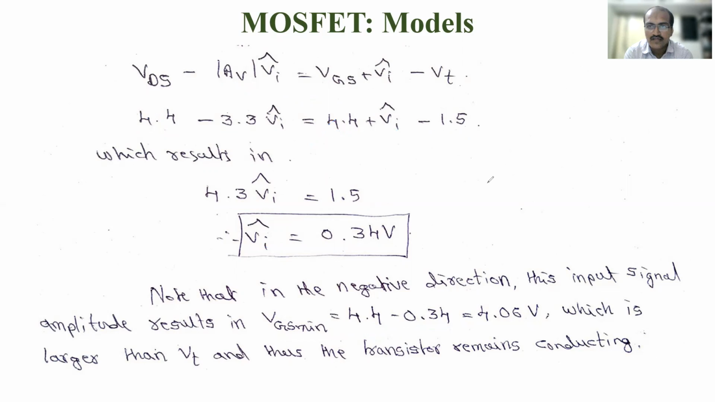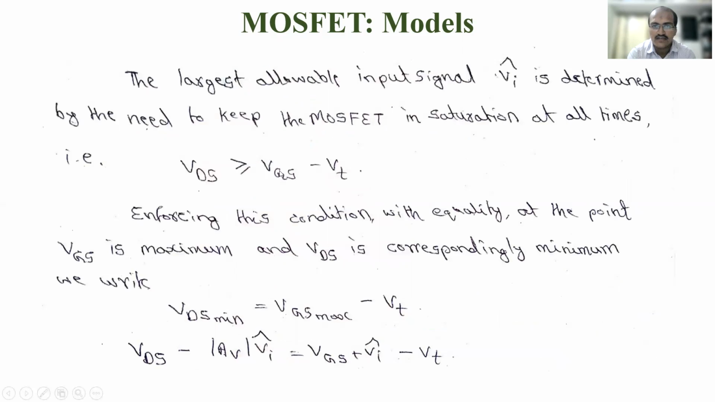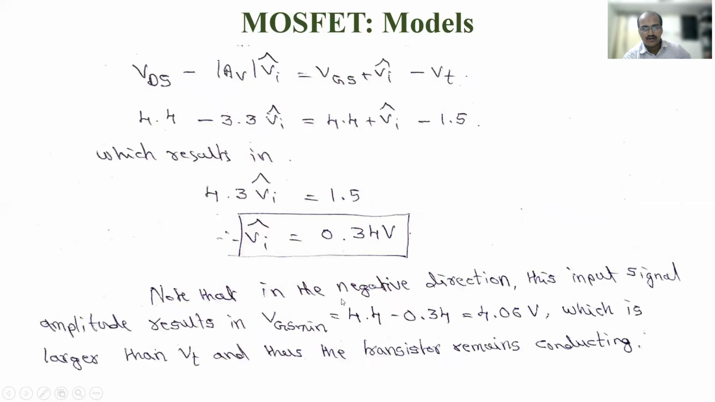Okay. So from there only we started the discussion, right? So this one, VGS minus VT, right? So 4.4 minus that value. It should be more than VT. So for that we have taken this cap signal, which is the allowable signal, which we got as 0.34. And when we subtract that from the VGS value, we got 4.06, which is larger than the 1.5. So the transistor is conducting and it is giving the maximum allowable voltage swing. So this is about the problem.